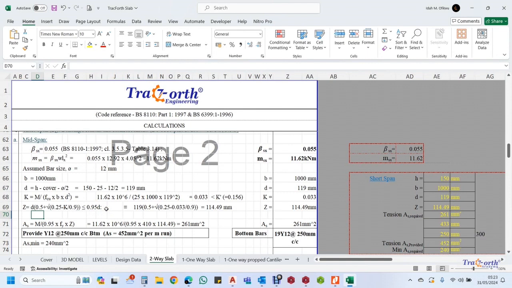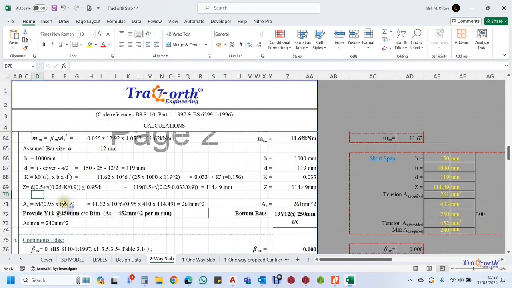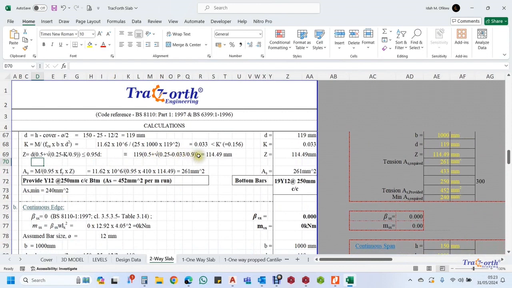But that is very conservative for you to be using 0.95D. But if you are using manual calculations and you don't want to start going into it, you can equally assume that. And so when you do that, you arrive at your lever arm being 114.49. So you now use your lever arm to calculate your area of reinforcement.